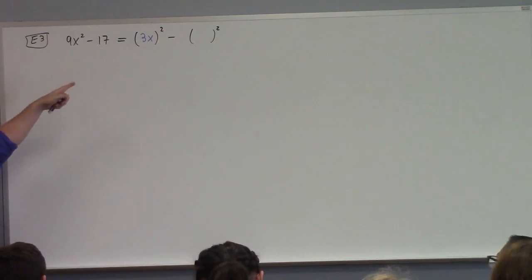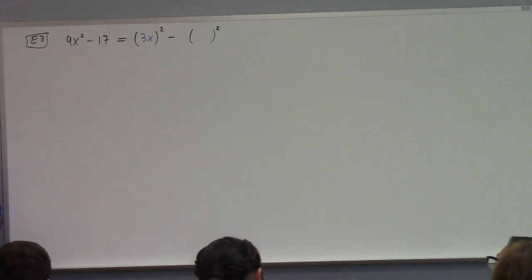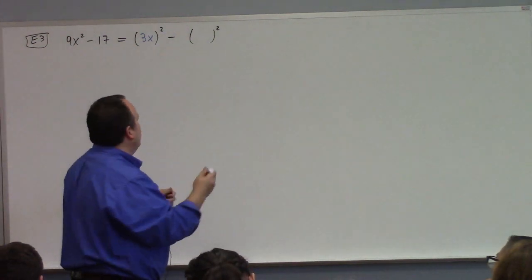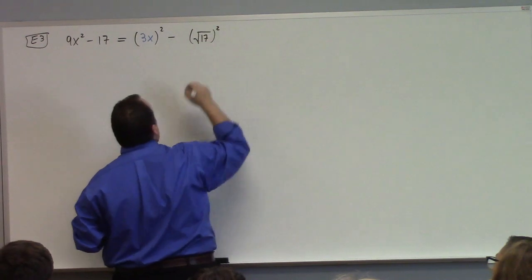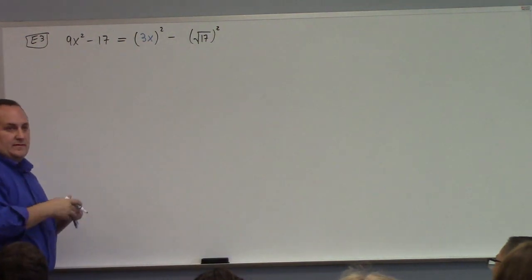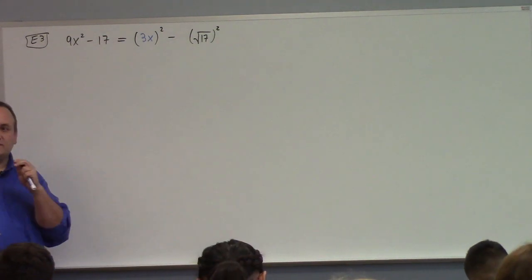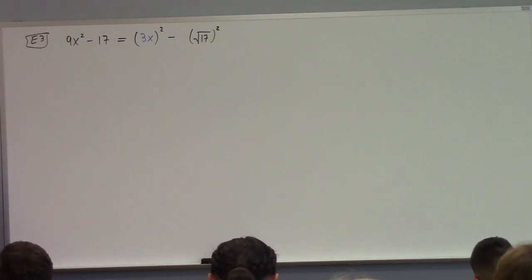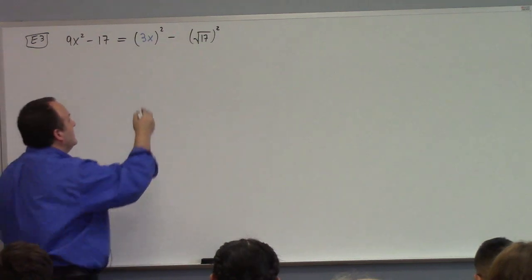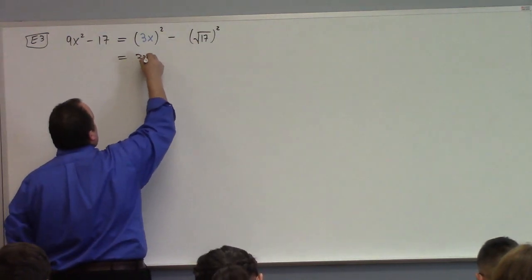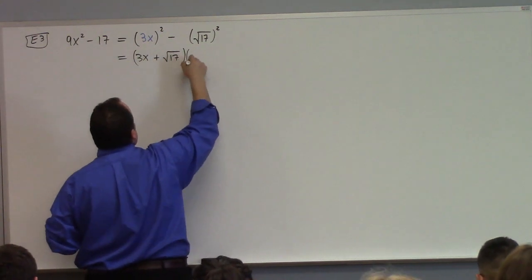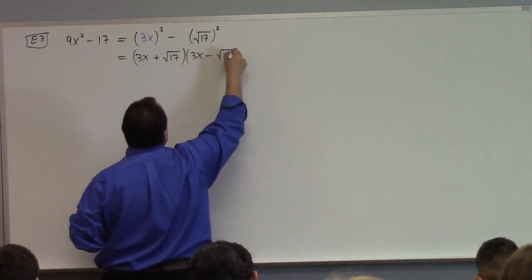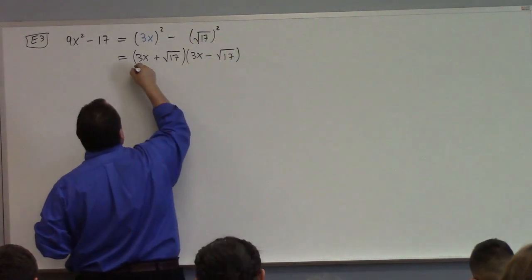How about the other one? How do I get 17? What do I put in the parentheses? Root 17. Yeah. So square root of 17 here, right? I'm now looking at the pattern a squared minus b squared. So, answer: 3x plus the square root of 17 times 3x minus the square root of 17. There we go.